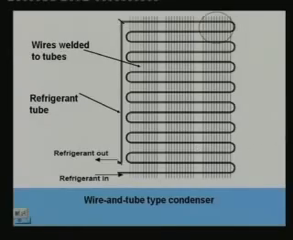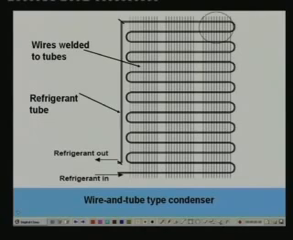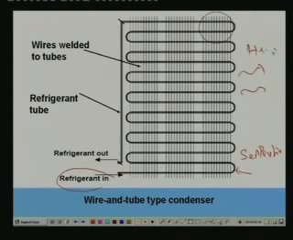Let me show a picture of this. This is what is known as wire and tube type of condenser. Here you can see the serpentine condenser tubing through which the refrigerant flows. For example, refrigerant enters at the bottom of the condenser, flows through the tube, and as it flows, it rejects heat to the surroundings. Attached to these tubes are wires which are welded to them. These wires provide additional area and act as fins. So heat transfer takes place not only from the refrigerant tubing, but also from these wires, and this whole assembly is kept at the back side of the domestic refrigerator.